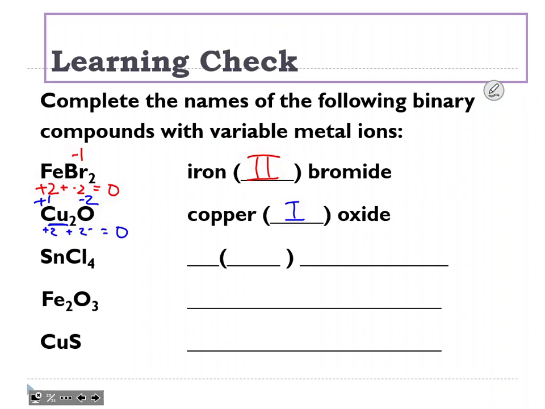The Roman numeral identifies the number in the charge, don't forget. This one we looked at on the previous page with fluorine, but there are 4 chlorides at -1, so the tin has to be a what? +4, so this would be tin, 4, chloride.